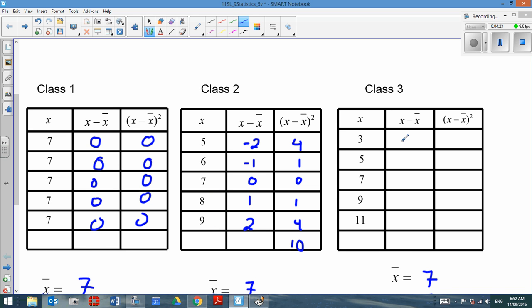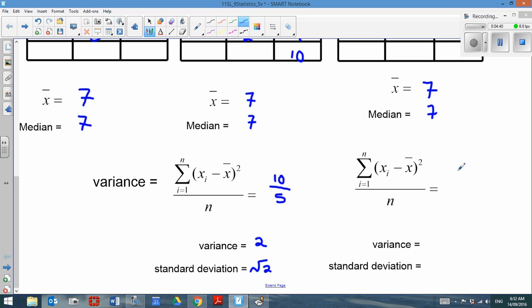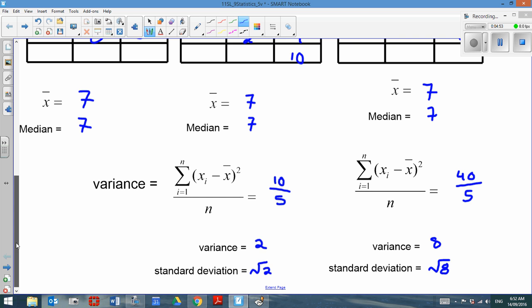Class 3 will do the same thing. So 3 minus 7 will wind up with -4, -2, 0, 2, and 4. We'll square those. And then we'll wind up adding, so 16 and 16 is 32, plus another 8, so we'll get a 40 total. Divided by, we have 5 values again. So our variance here is 8. Our standard deviation is going to be the square root of 8. So square root of 8, around 2.5, a little over.